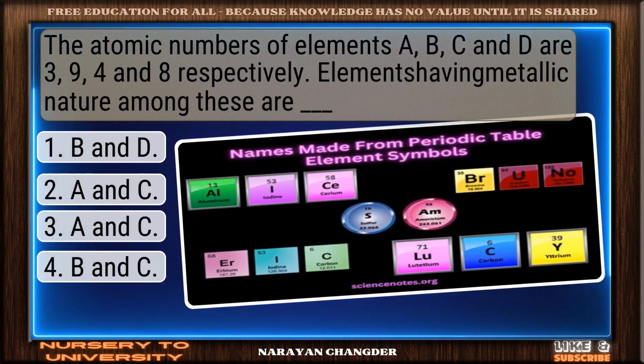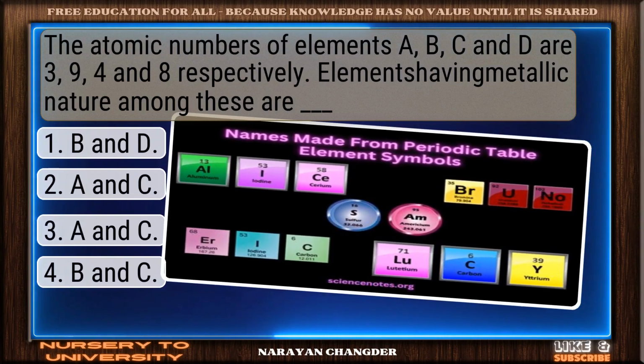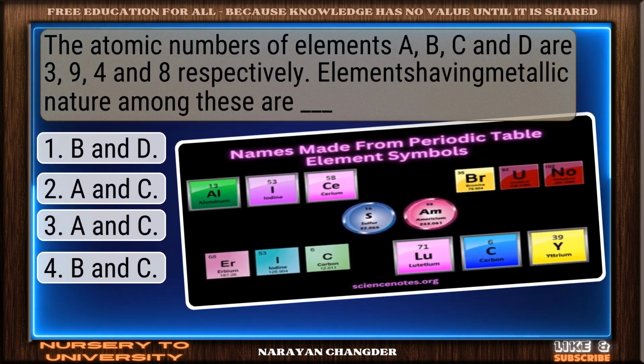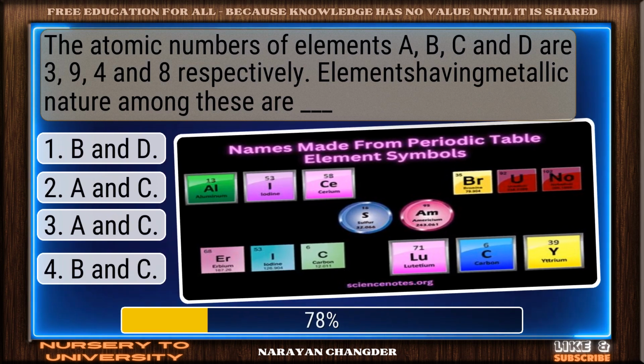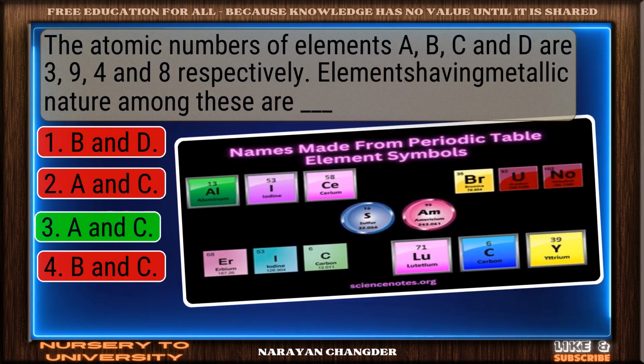The atomic numbers of elements A, B, C, and D are 3, 9, 4, and 8 respectively. Elements having metallic nature among these are dash. Good job. A and C works.